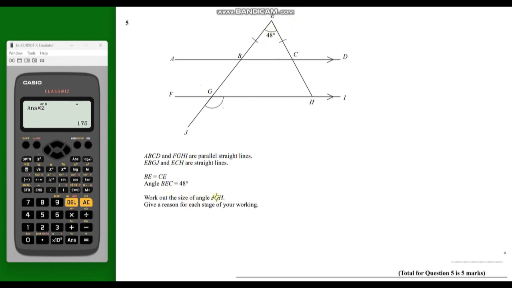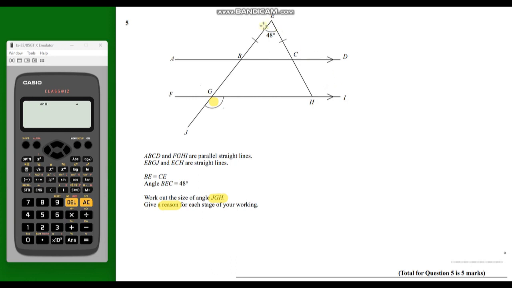Work out the size of angle JGH. JGH is this angle here. That's what we're trying to work out. Give a reason for each stage of your working. So this question is worth 5 marks, and 2 or 3 of those marks are going to come from your reasoning. So make sure that every time you calculate an angle, you give your reasons for why you got that answer.